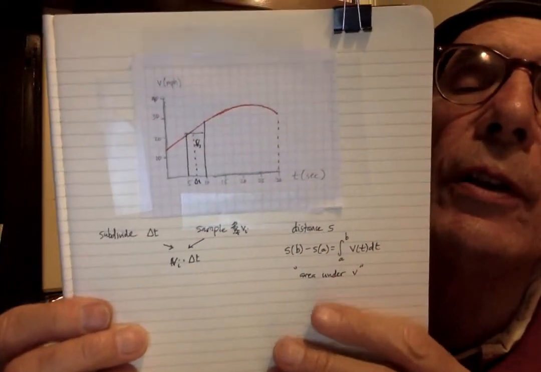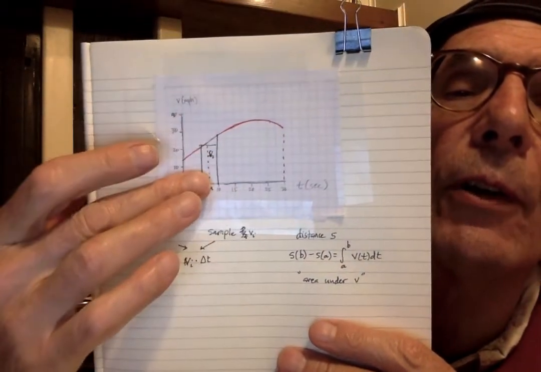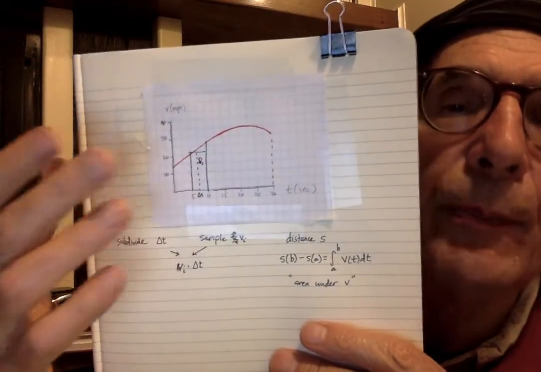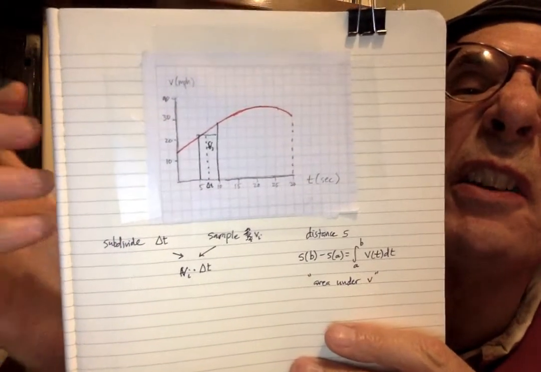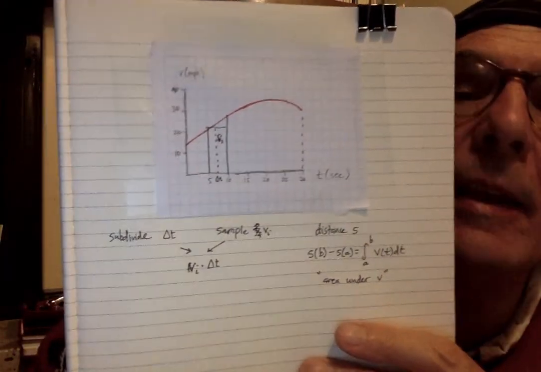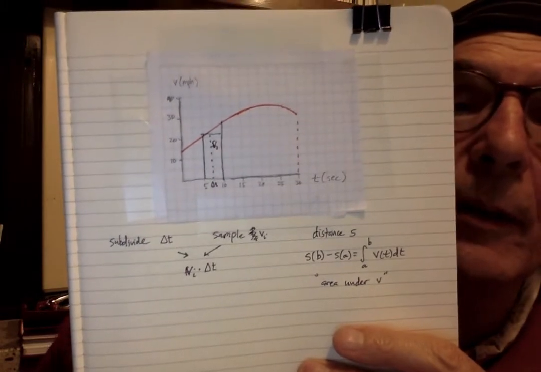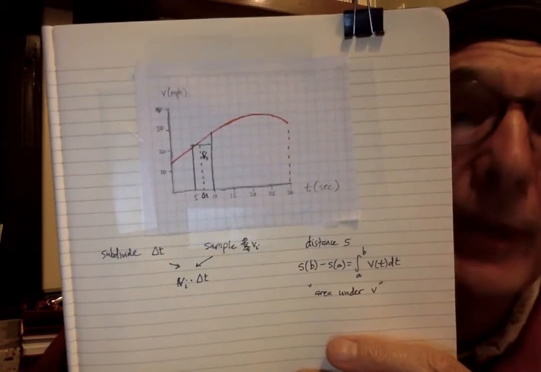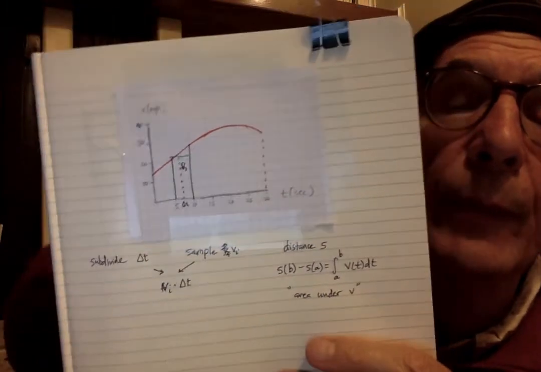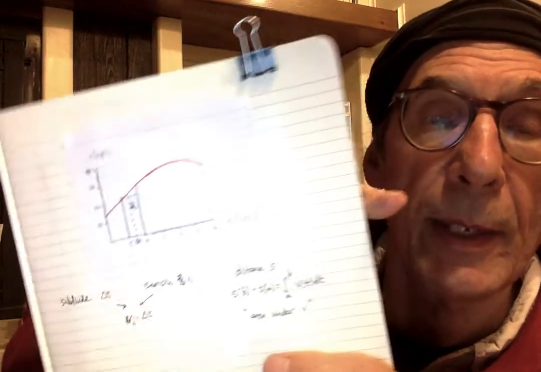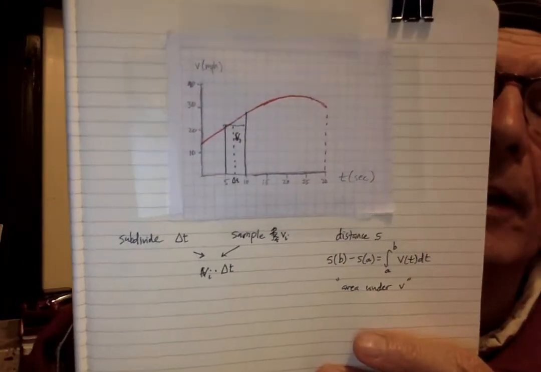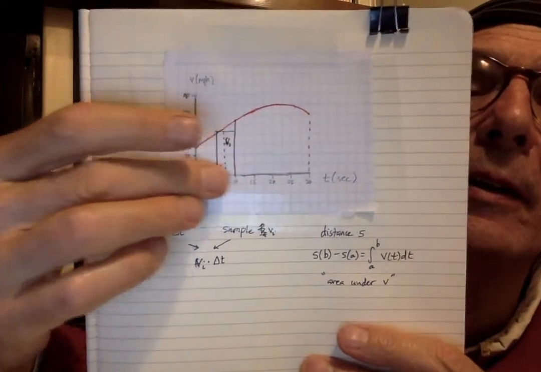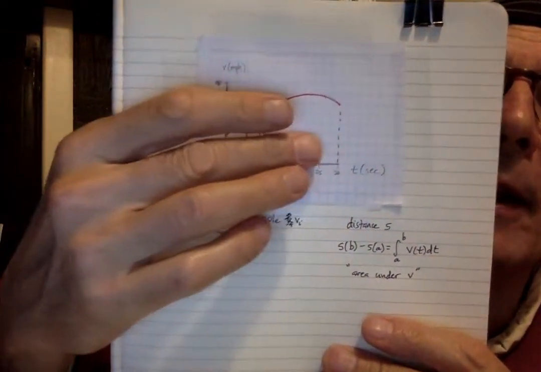So in a situation like this, you can estimate the integral by estimating the area, and you can estimate the area by counting how many squares there are under the graph of v, and that will give you a good idea of the actual distance traveled. So distance traveled between time A and time B is the integral from A to B of the velocity, and that's the area. And you can get at the area, if you have a nice graph like this, by counting squares.